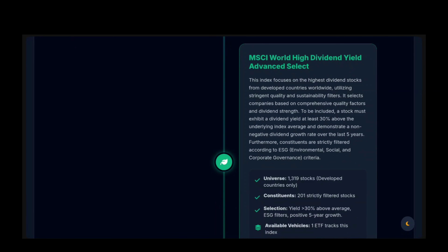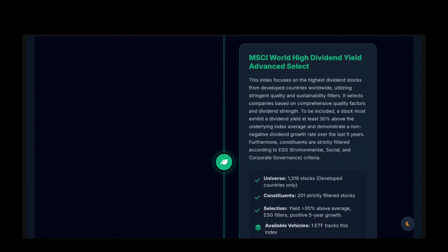Okay, if we look at MSCI World High Dividend Yield Advanced Select, this index focuses on the highest dividend stocks from developed countries worldwide, utilizing stringent quality and sustainability filters. It selects companies based on comprehensive quality factors and dividend strength. To be included, a stock must exhibit a dividend yield at least 30% above the underlying index average and demonstrate a non-negative dividend growth rate over the last 5 years. Furthermore, constituents are strictly filtered according to ESG criteria.